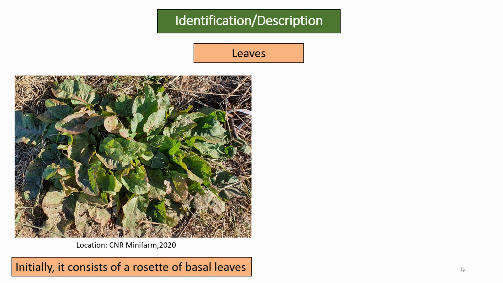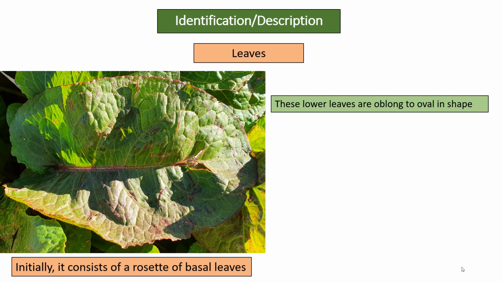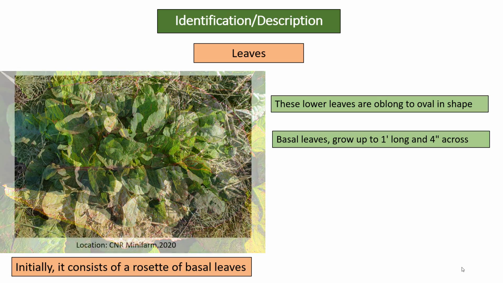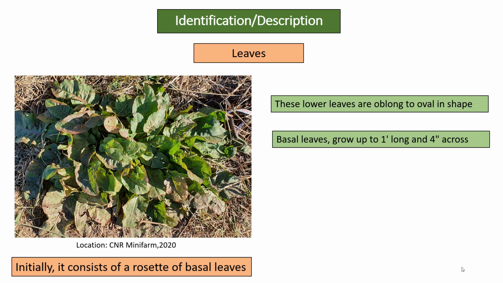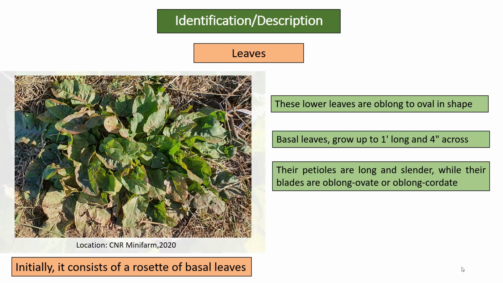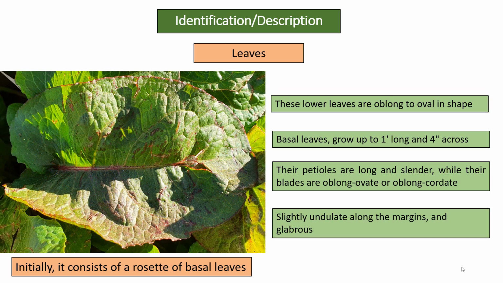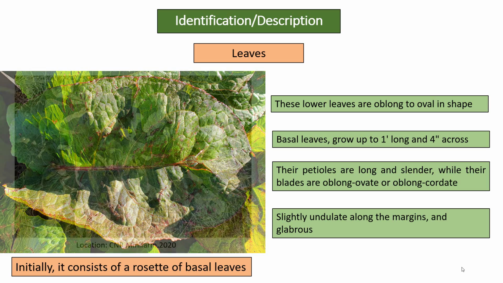Identification or description: leaves. Initially, it consists of a rosette of basal leaves. These lower leaves are oblong to oval in shape, and can grow up to 1 inch long and 4 inches across. Their petioles are long and slender, while their blades are oblong-ovate or oblong-cordate. They are slightly undulate along the margins and glabrous, or smooth.